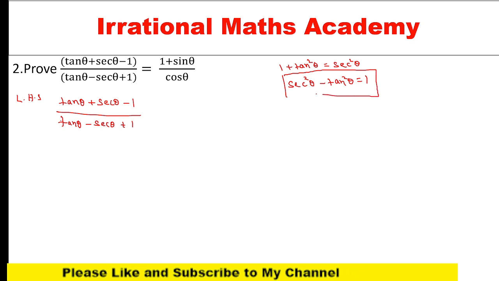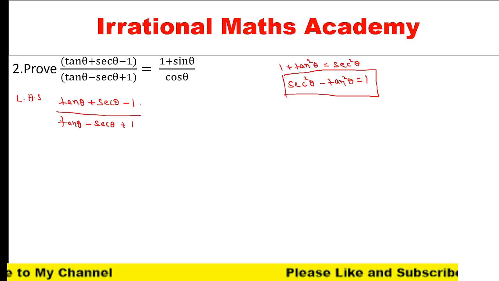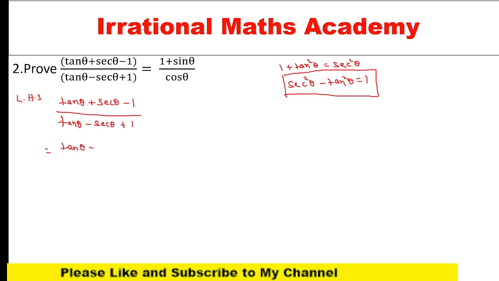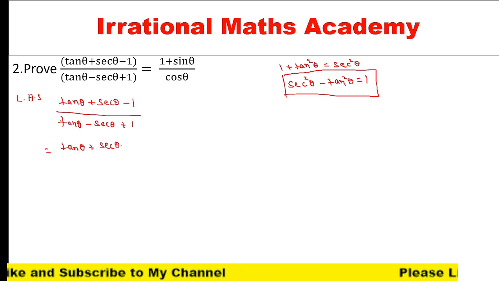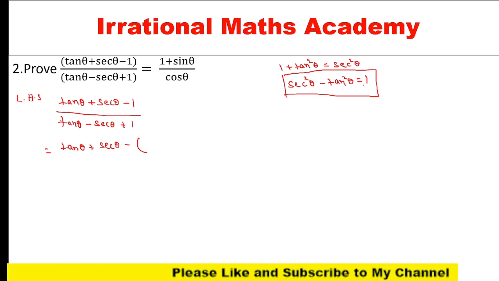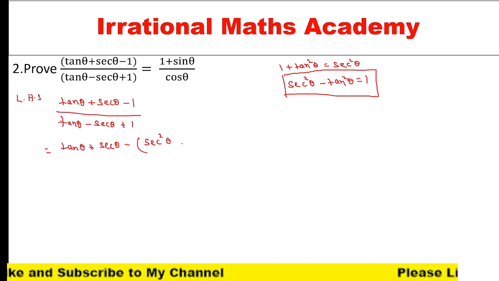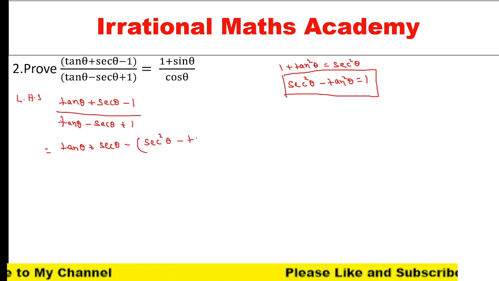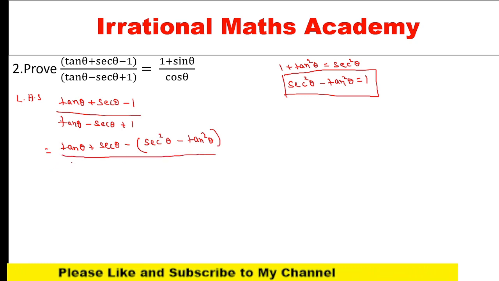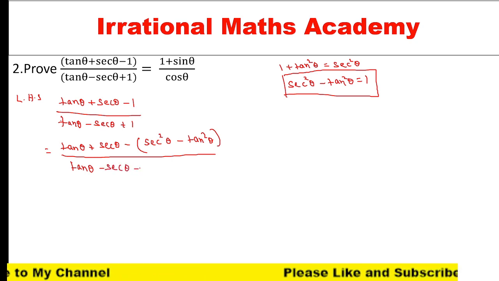Is this clear? So in place of 1, I can substitute secant square theta minus tan square theta. Now let us start. Tan theta plus secant theta minus, here let me keep the bracket, this minus is for 1, right? So in place of 1, I can write secant square theta minus tan square theta upon tan theta minus secant theta plus 1.